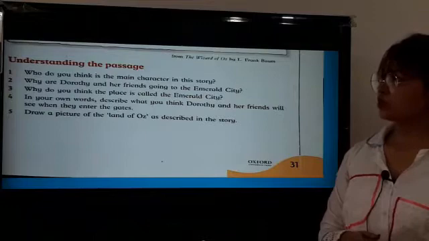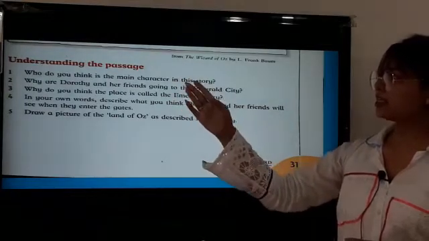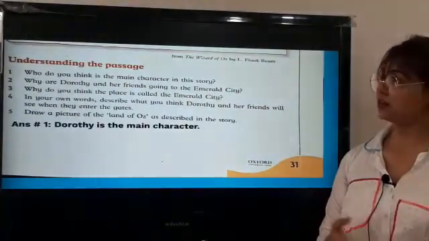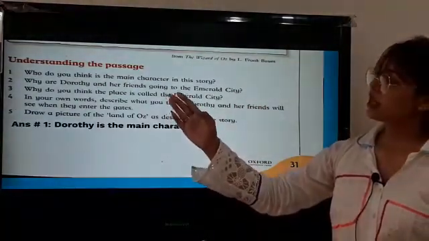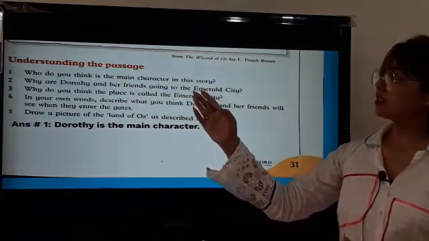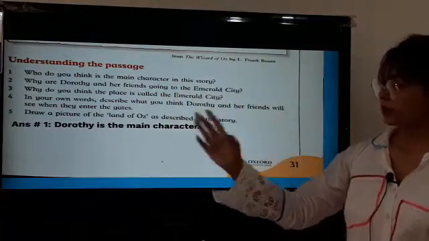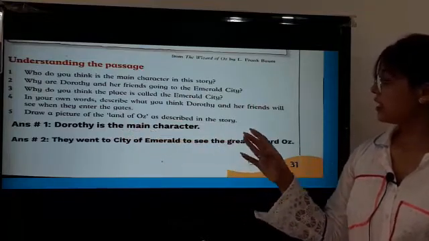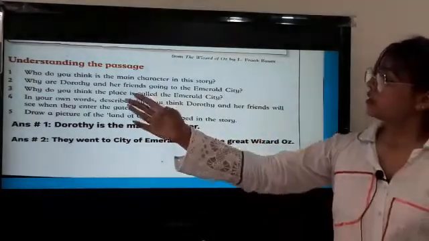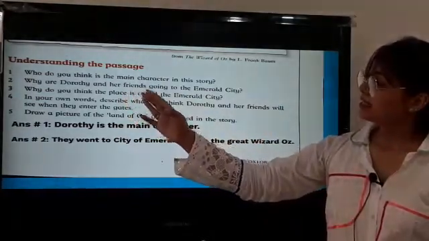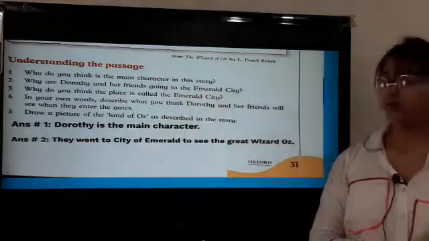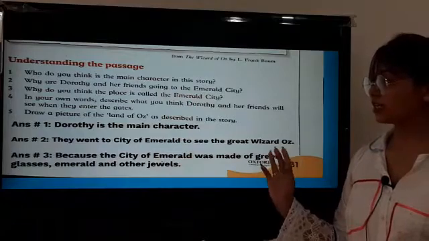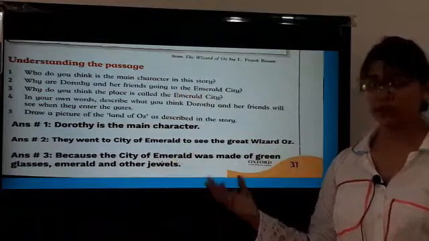The first question is, who do you think is the main character in this story? Obviously, Dorothy is the main character. The second question is, why are Dorothy and her friends going to the Emerald City? Because they went to the city of Emerald to see the great wizard Oz. Why do you think the place is called the Emerald City? Because the city of Emerald was made of green glass, emeralds and other jewels.